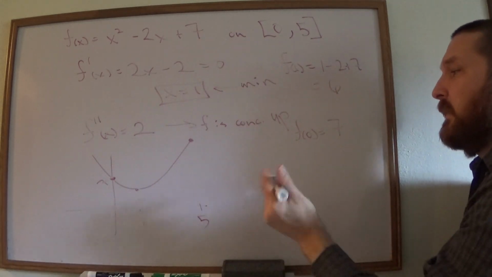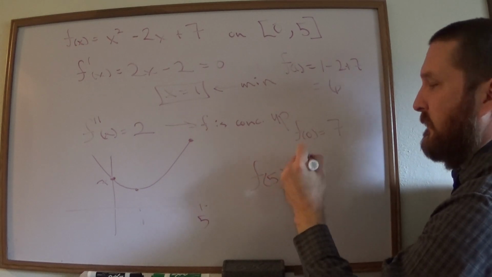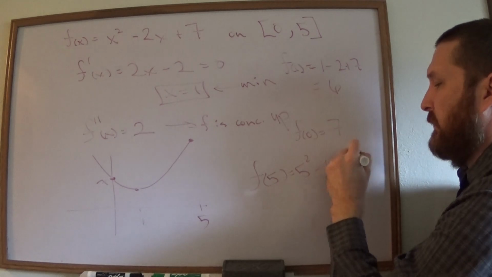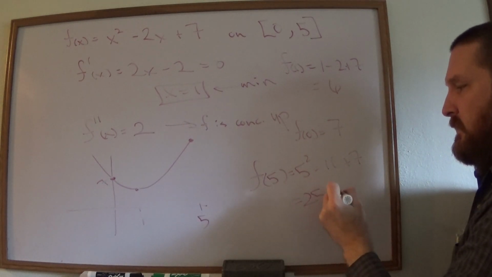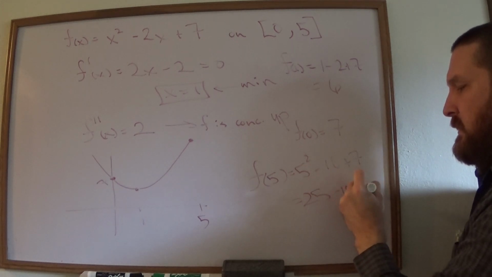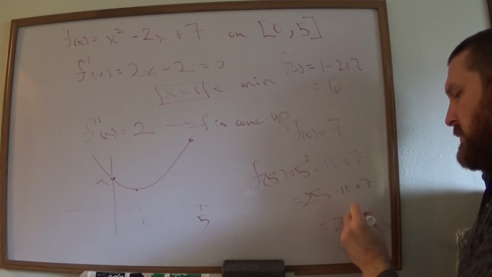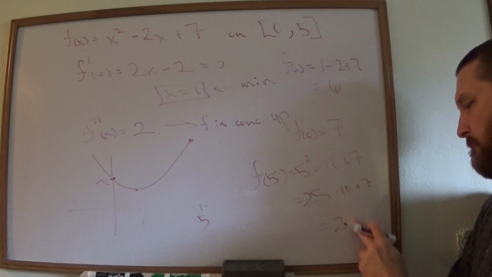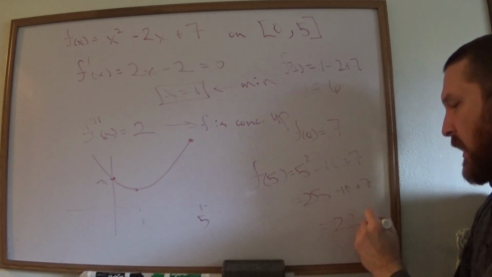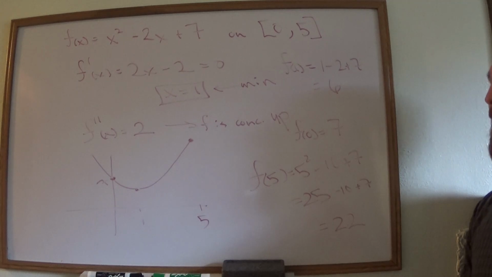Now what else do we have to plug in? F of 5, which is 5 squared minus 10 plus 7. 25 minus 10 plus 7. Did you say 23? Yeah, I'll buy that. 23. So which is my absolute max? No, okay, it's some number, but yes, it does matter. Which is the absolute max and which is the absolute min on this interval?